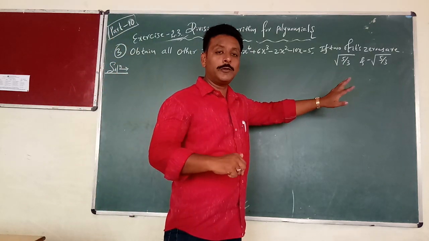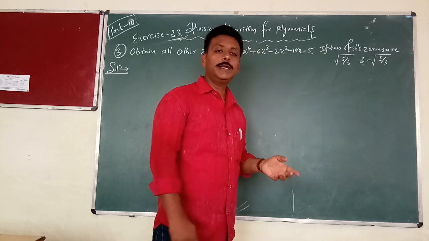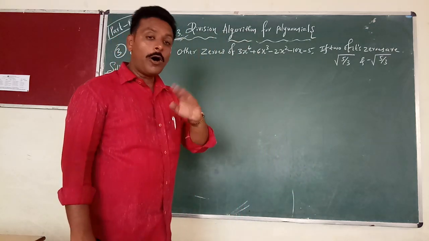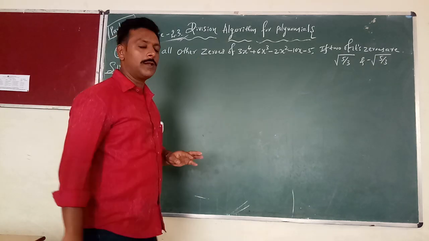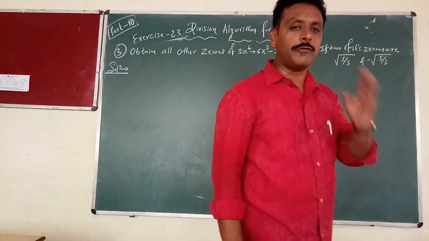So we have to find out the remaining 2 zeros. Then we will get all 4 zeros. That's why they said obtain all other zeros. All other zeros means all zeros are 4.